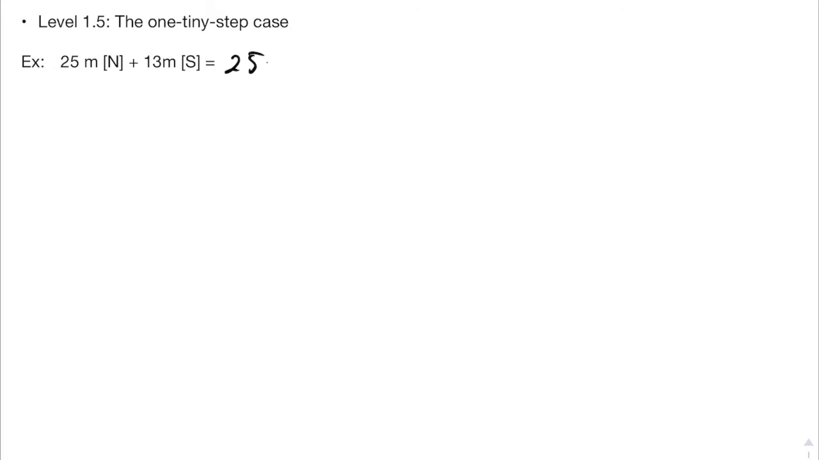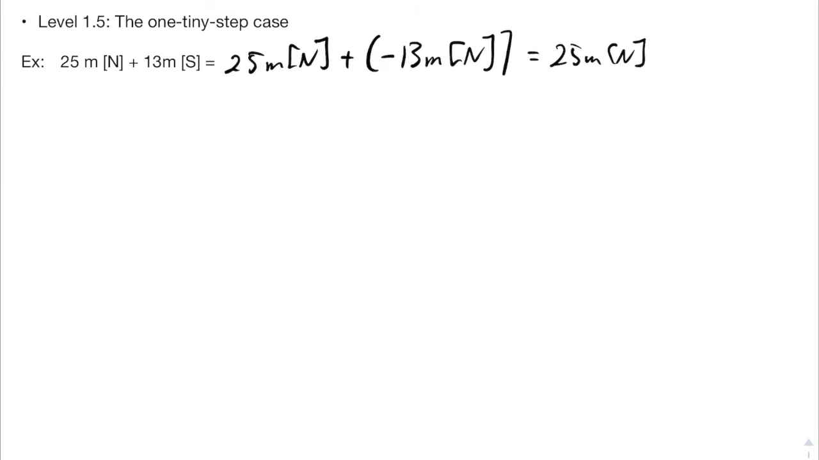So we can rewrite this question as 25 meters north plus negative 13 meters north, which is the same as writing 25 meters north minus 13 meters north. And this will give us 12 meters north. Again, a very simple question, but this builds the foundations to our later, more complex vector problems.